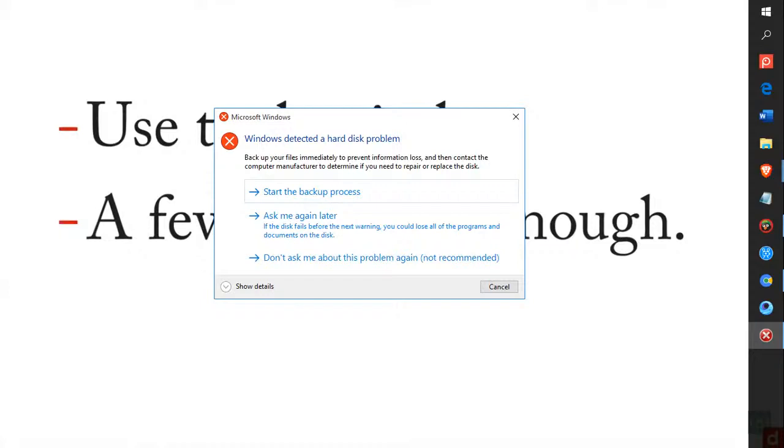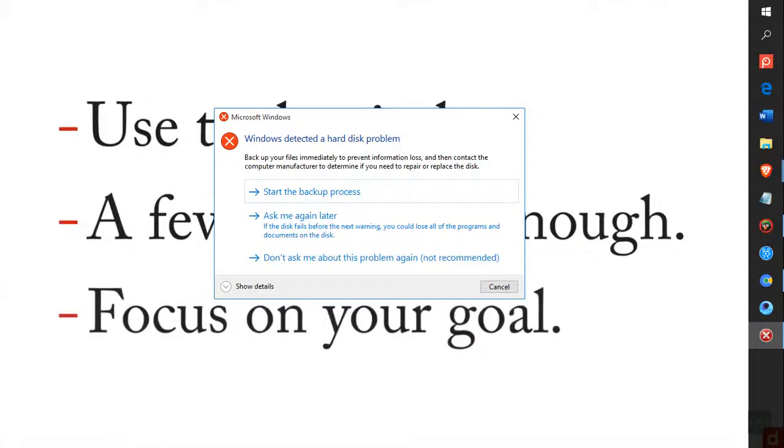And then the most important thing is focus on your goal and choose your tools and even your data to match the goal so you can get the most useful insights from your data.